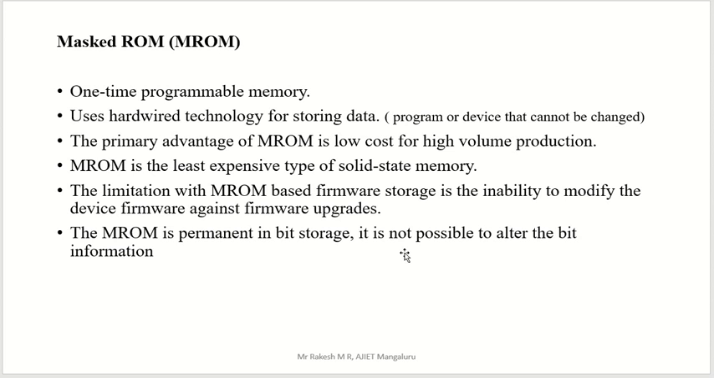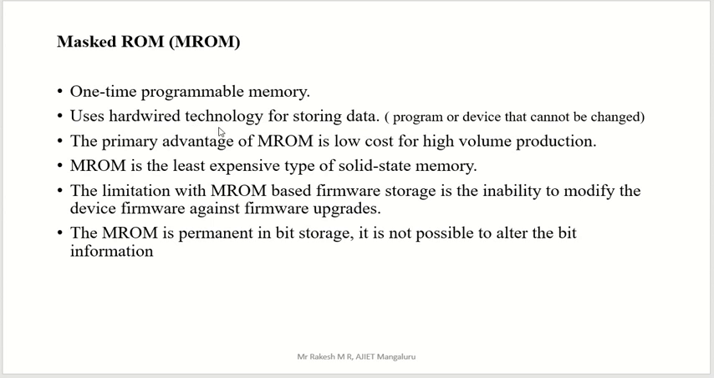First one, we are going for masked ROM. Masked ROM, another name is MROM. It is one-time programmable memory. That means you can store once, and you can't change. Initially nothing is there in that memory. You can store or write anything in that. Once you have written anything, you can't erase that. That is permanent.